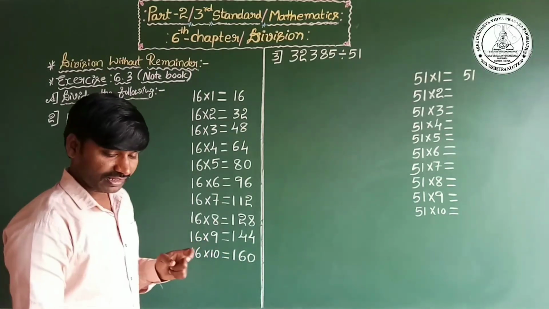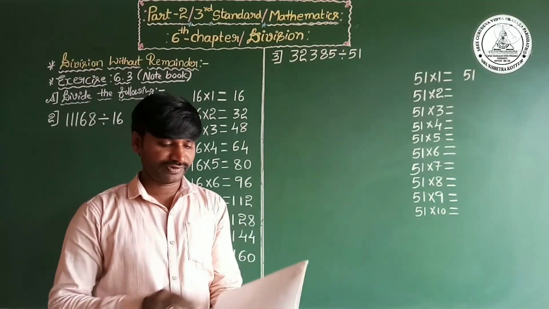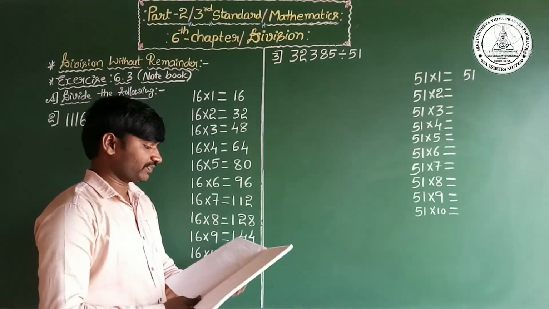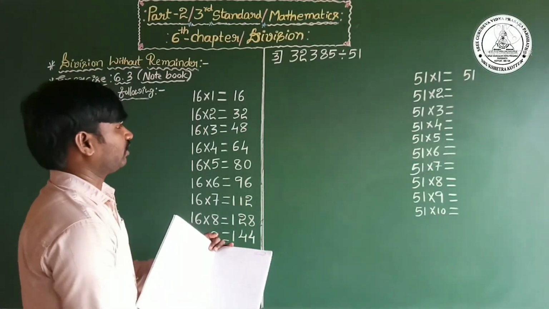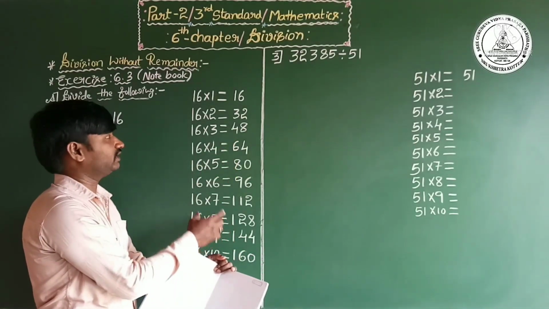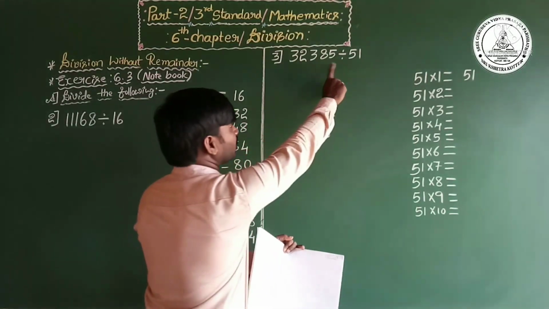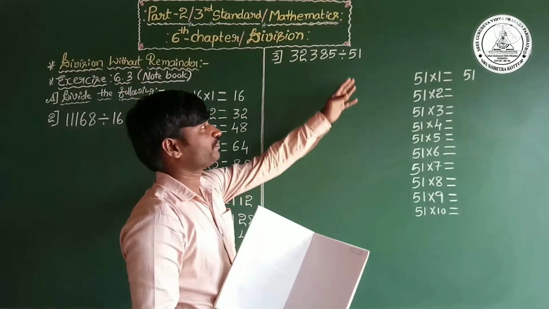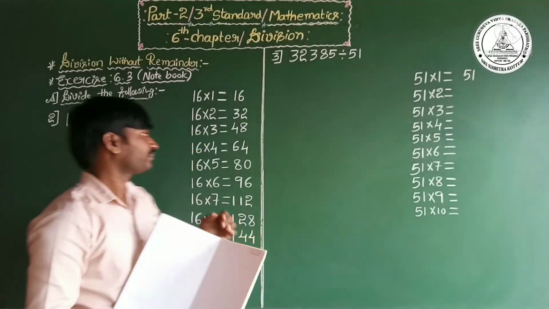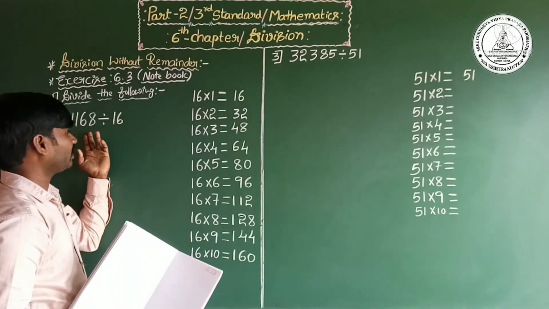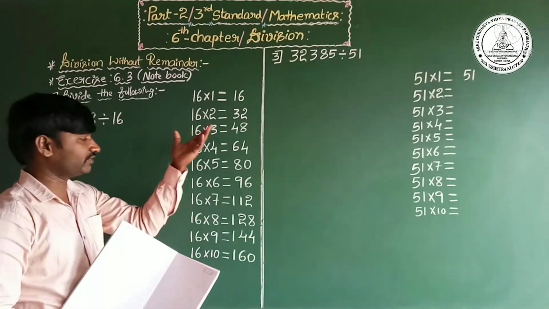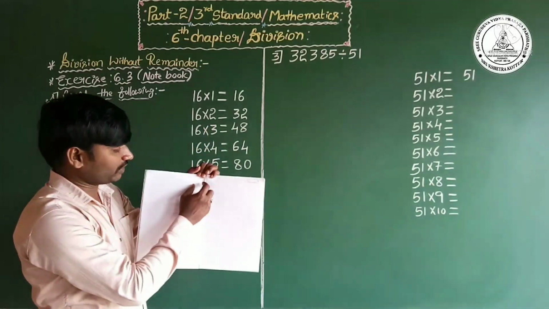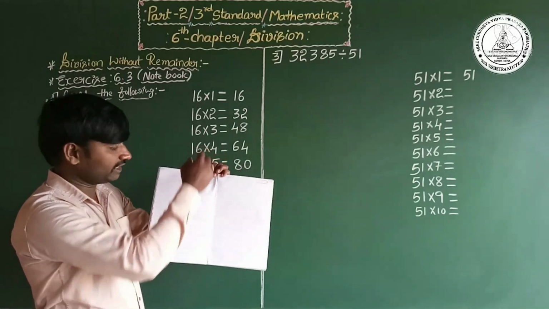Another thing, dear student: when you solve these examples in your notebook, write the tables for these questions. Here 32,385 divided by 51, so you write the 51 table. Here 11,168 divided by 16, so you write the 16 table. Write them in your notebook on the right side.